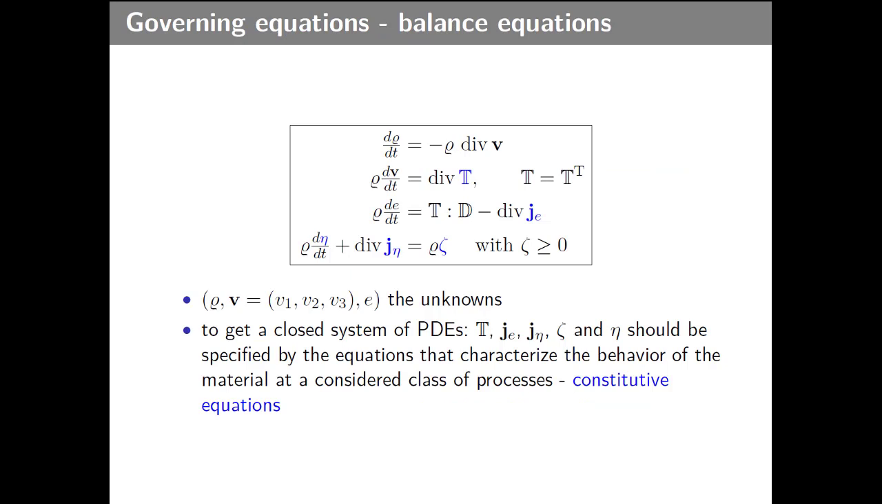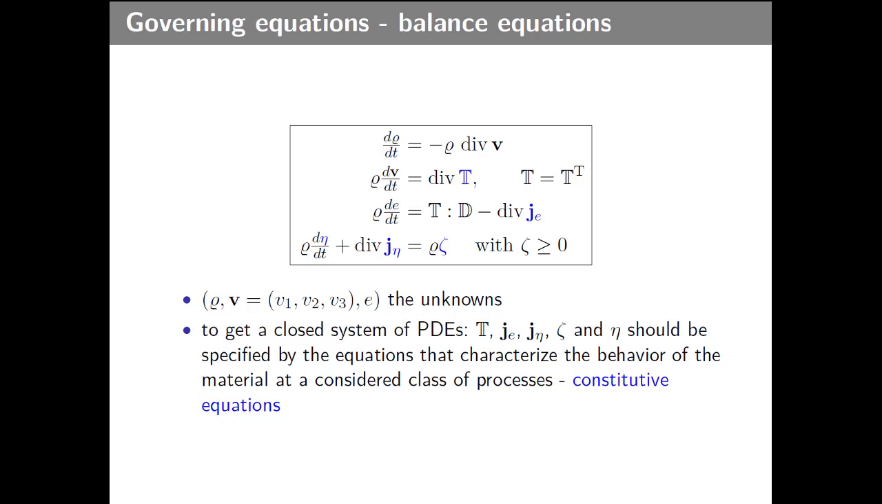So here is a description of that framework. You have the balance equations: balance of mass, balance of linear momentum, balance of angular momentum, and balance of energy in a certain form. You can understand it as a system of five equations for these five unknowns. In these equations you have tensorial and vectorial quantities. You also have the formulation of the second law of thermodynamics, so it is good to express it in this way.